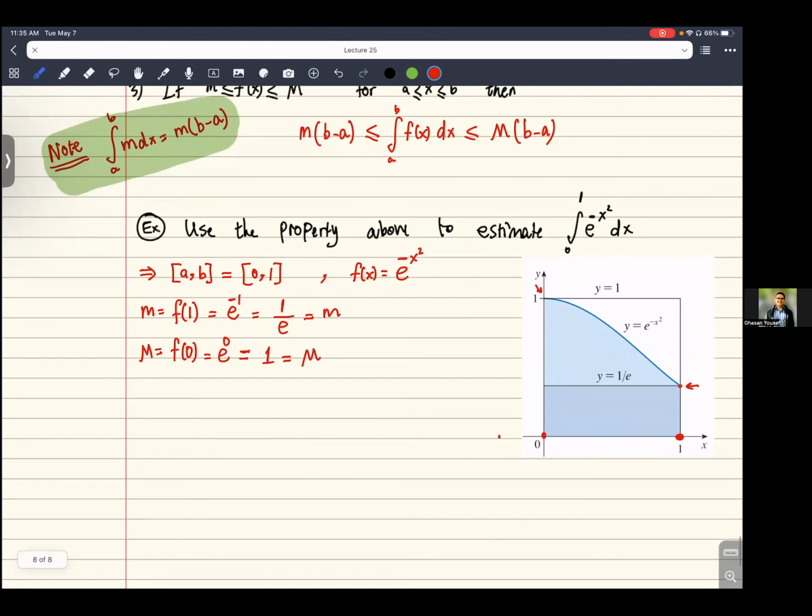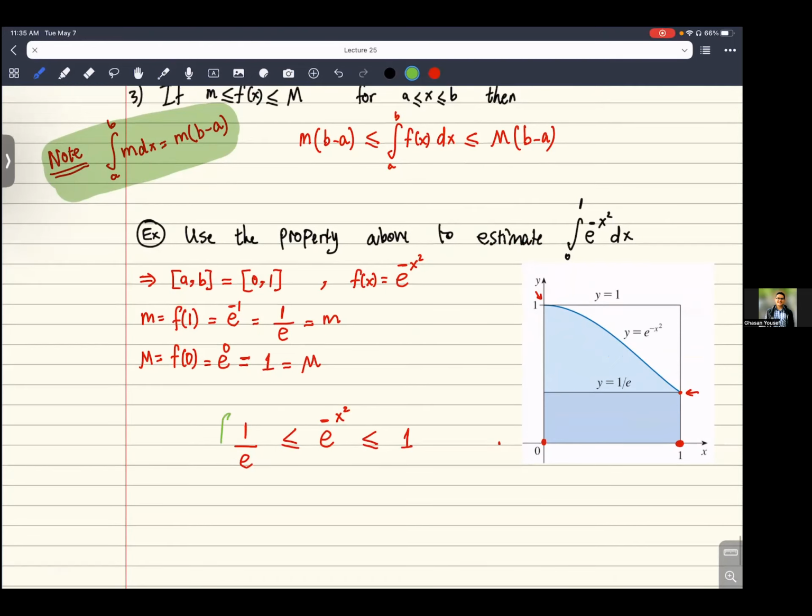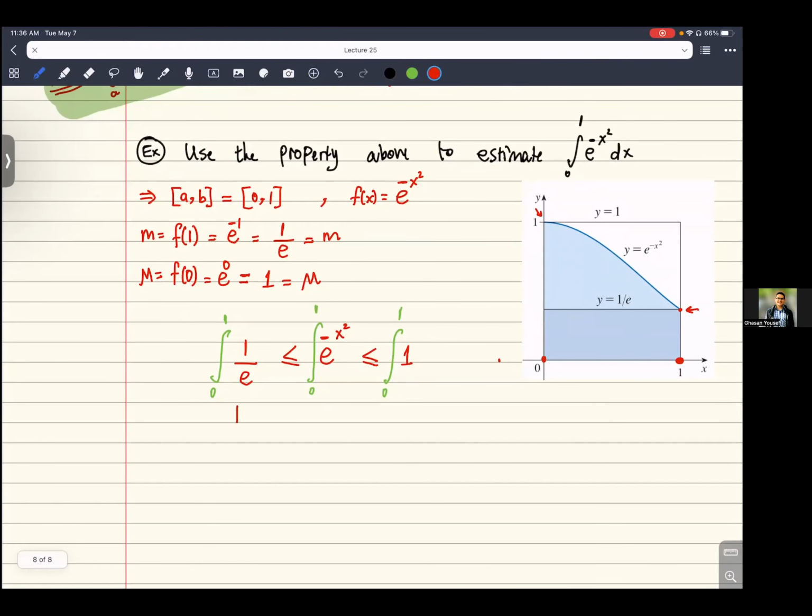Okay, actually, e to the minus x squared is between the minimum value 1 over e and 1. Take the integral for both sides from 0 to 1, from 0 to 1, and from 0 to 1. Now, what's the integral for these things here? As we learned before, this is constant, by the way. Hold on, I have to write dx too.